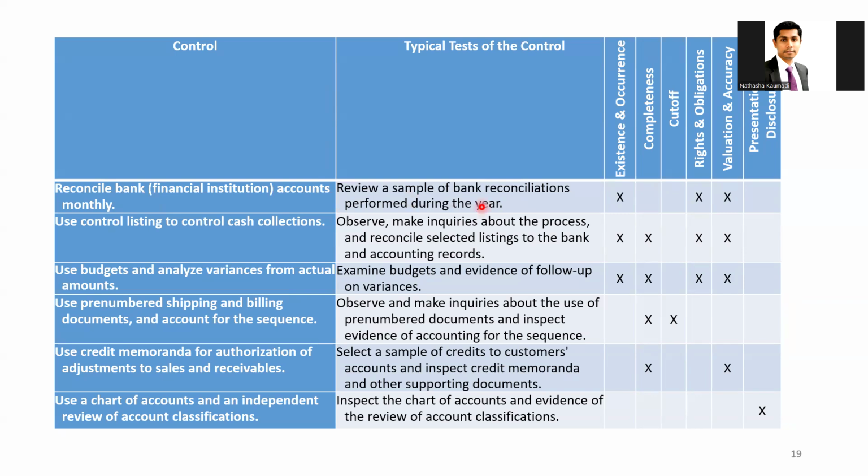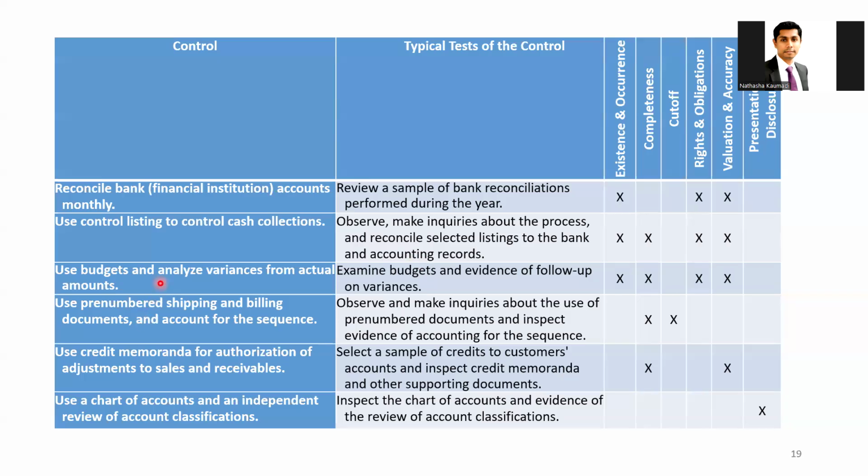So basically, you go and check whether the client has reviewed the bank recs prepared. That is the test of control. And then use control listing to control cash collections. The customer is preparing a control listing for the cash collections. So you go and check, you observe, or you are making inquiries about the process. How are they going to do this? And reconcile selected listing to a bank and accounting records.